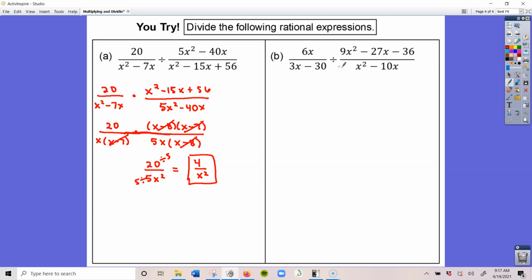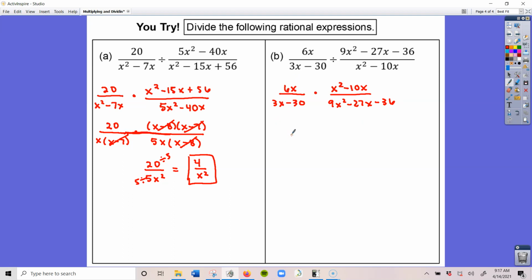Last one here, I'm going to copy, change, flip first. So 6x over 3x minus 30. Change to multiplication, and now flip. X squared minus 10x over 9x squared minus 27x minus 36. So now let's factor everything.